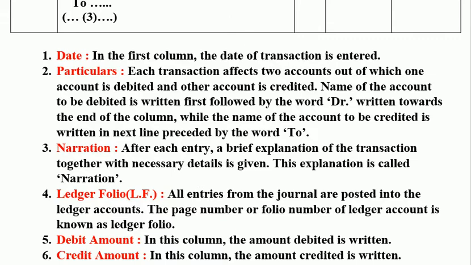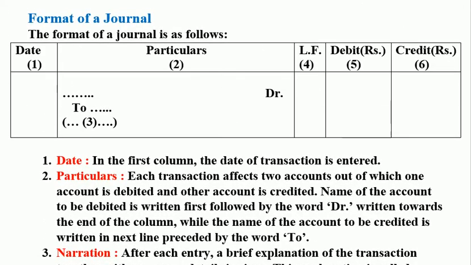Here you can see that it is the third column of this general format, and this column is known as what? A ledger folio.